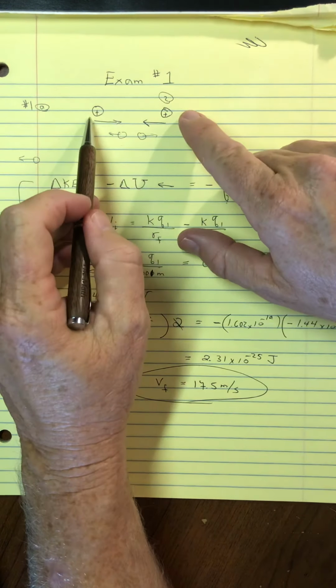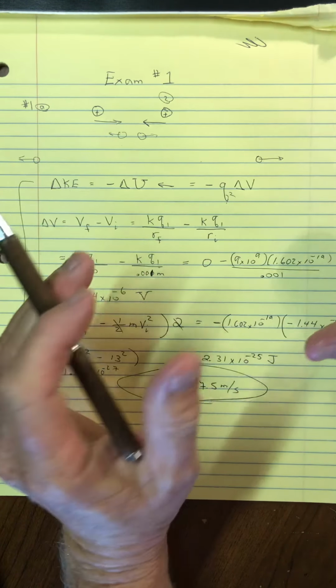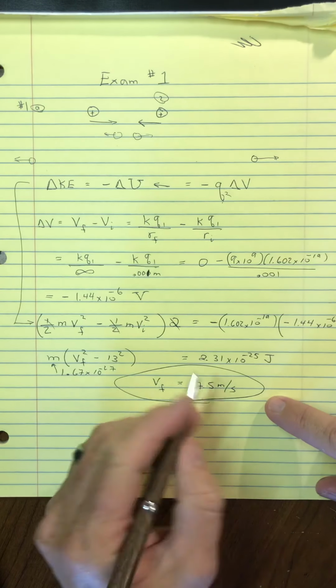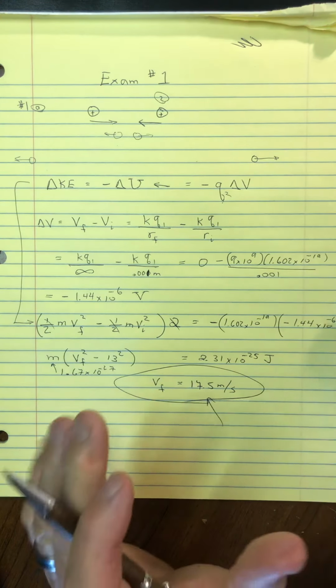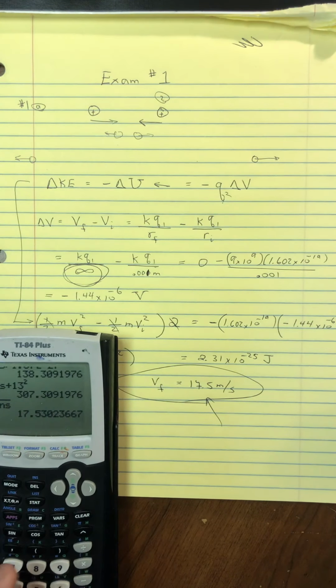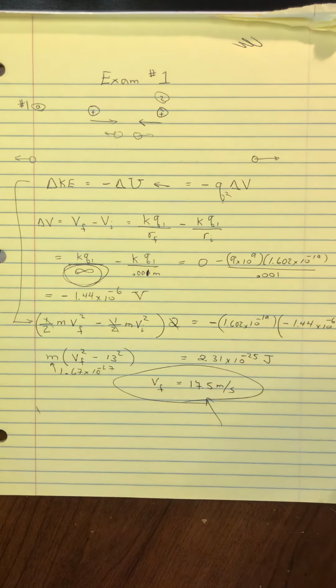These protons will come in, push off each other, slow down, and ricochet, I guess is a good word, and go back. After a long period of time, when they got really far apart, as we calculated, infinite distance apart, or at least far enough that it's essentially infinite, we would be going 17.5 meters per second.